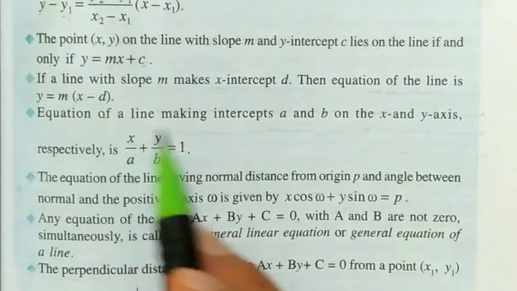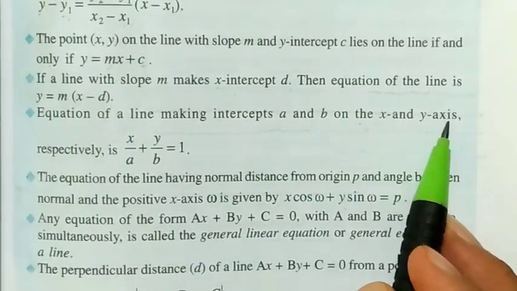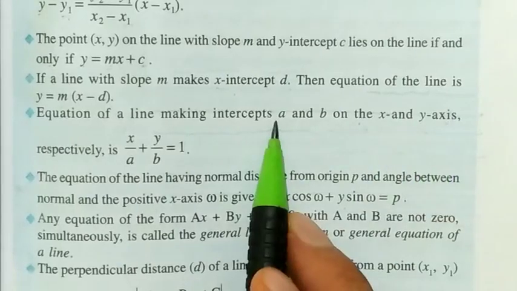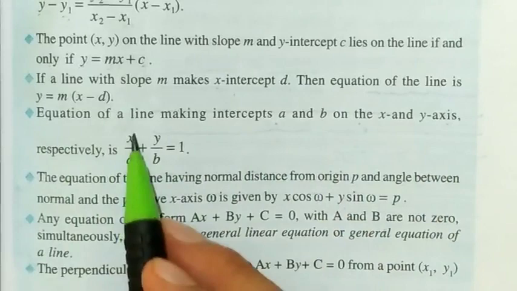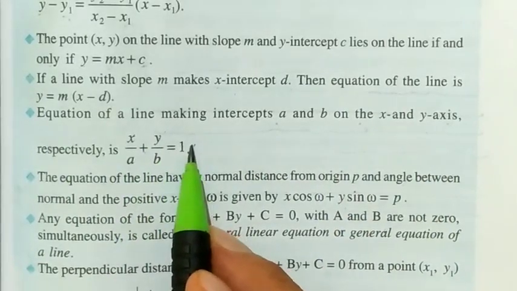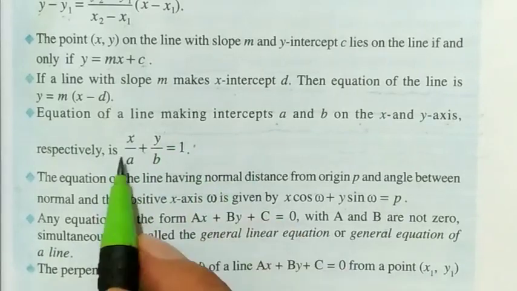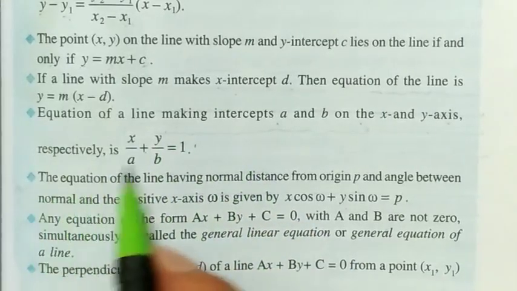Next point is the equation of a line making intercepts a and b on the x and y axes. If both intercepts are given, a on the x axis and b on the y axis, then we represent the line by x by a plus y by b equals 1. Sometimes you have to frame this type of form and then find the x and y intercepts. So you have to remember this.